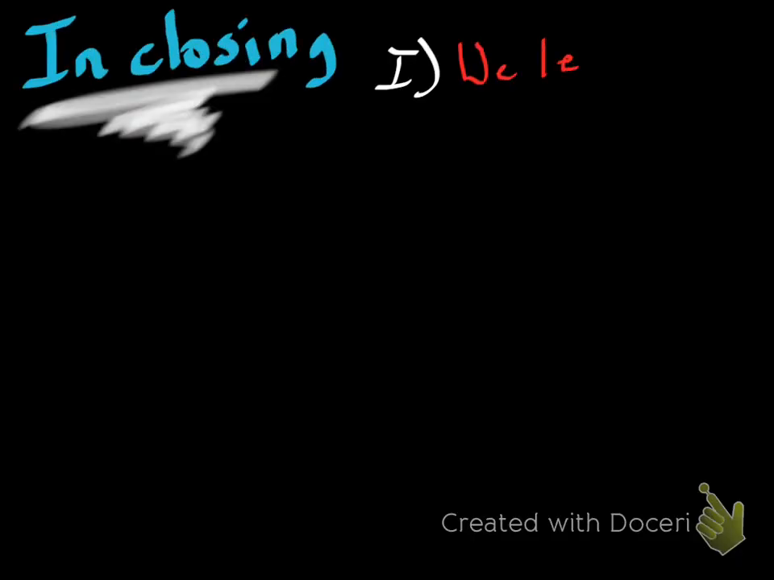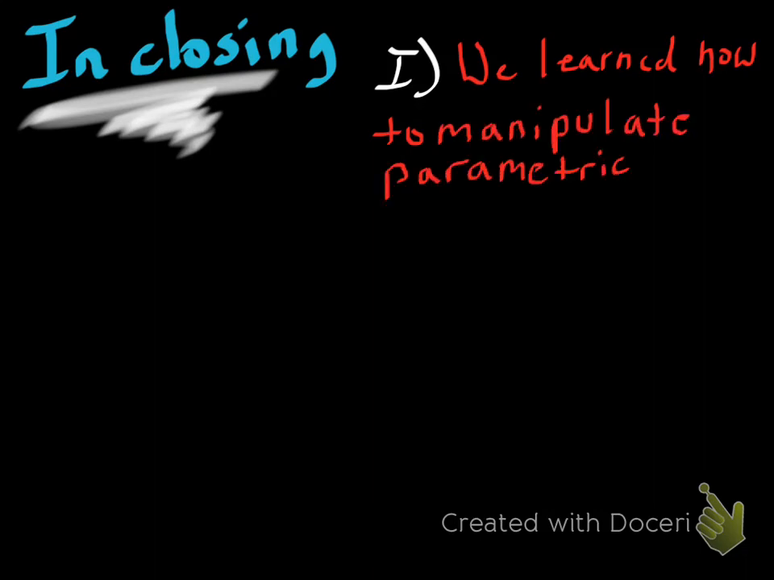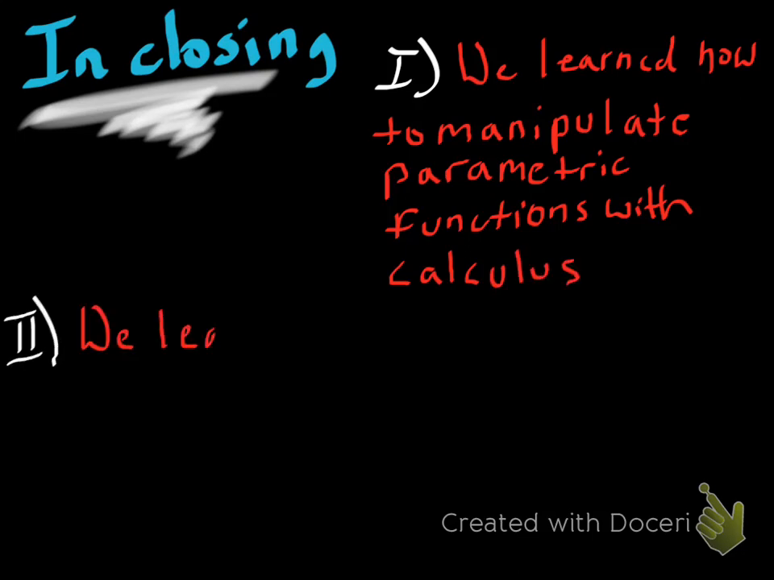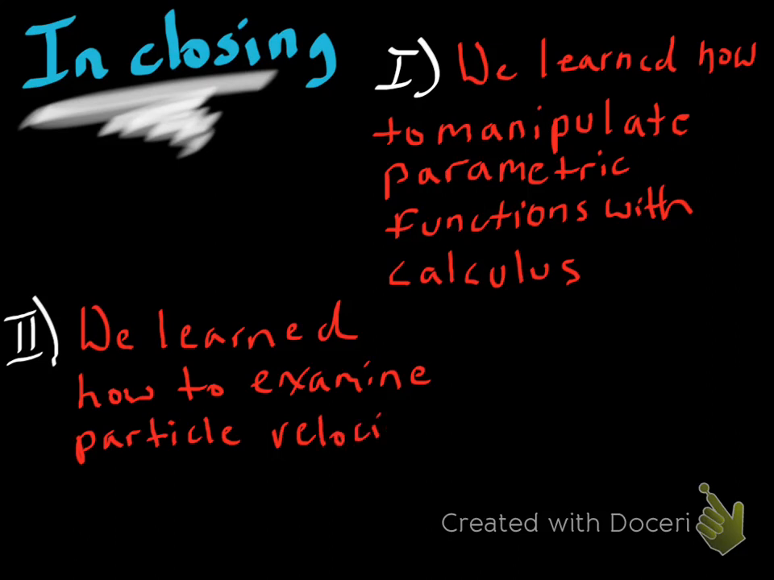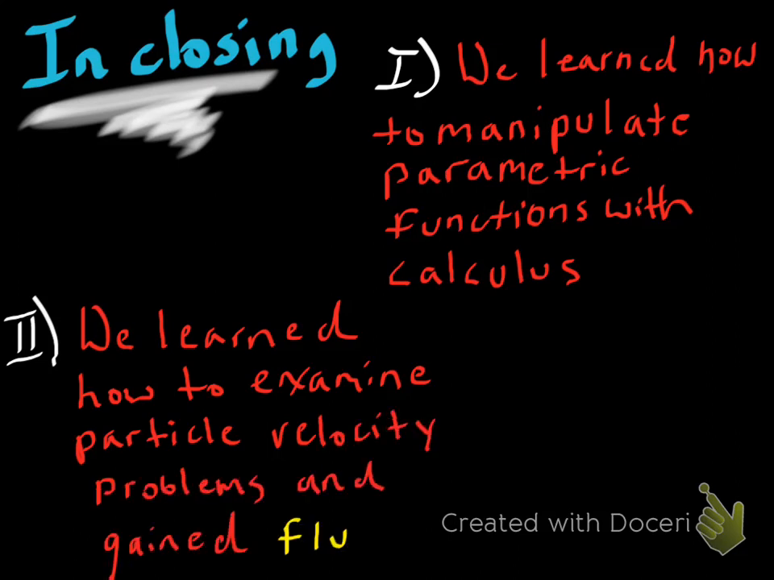So lastly, let's quickly talk about, in closing, what we've learned today. Our first objective, we learned how to manipulate parametric functions with calculus. And secondly, we learned how to apply these formulas in terms of particle velocity problems, and we gained fluency. By particle velocity, I mean velocity, acceleration, speed, etc. We learned how to apply the fundamental theorem, essentially, to parametric calculus.